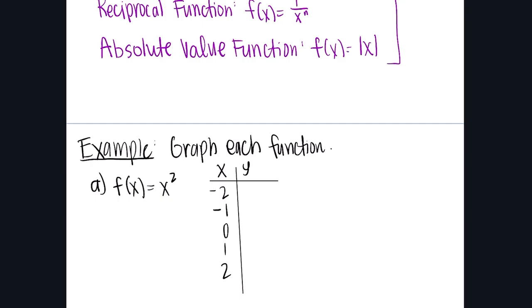Okay, so if I plug -2 in, -2 squared, what is -2 squared? Is that going to be a positive or a negative? It's a positive. So just make sure if you square a negative, it becomes positive. So I'm going to square each of these numbers. -1 squared is 1, 0 squared is 0, 1 squared is 1, 2 squared is 4. Which is kind of what we would expect.